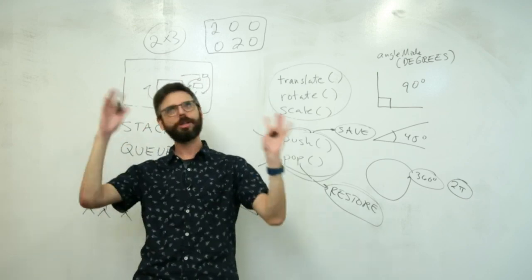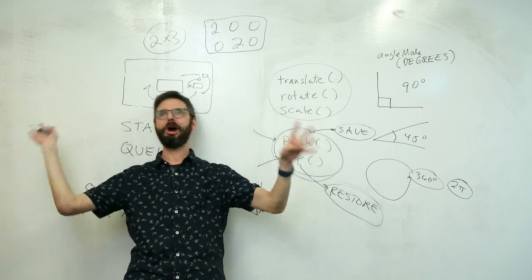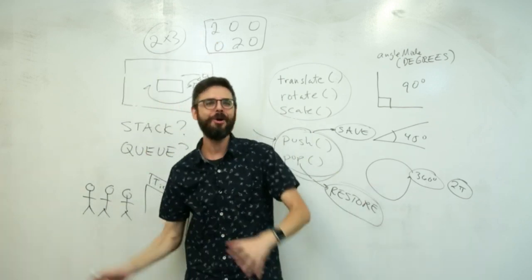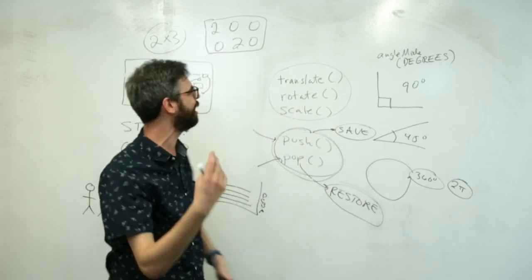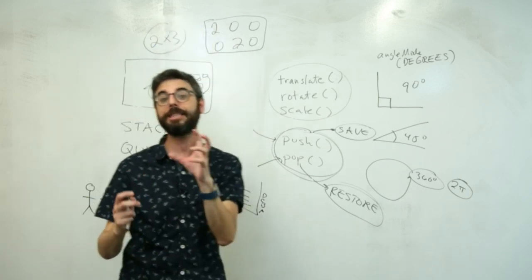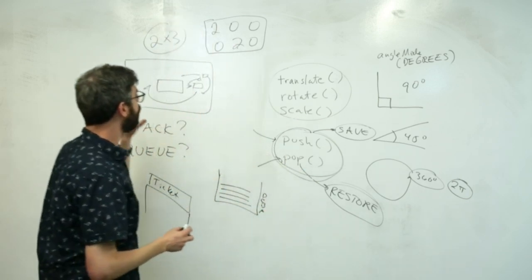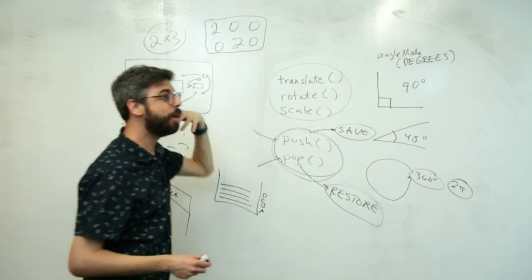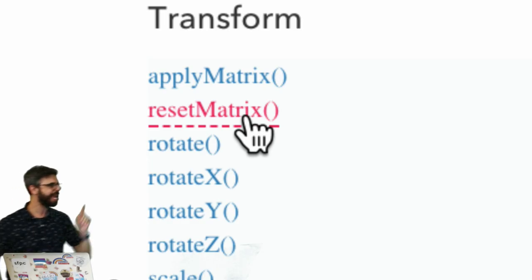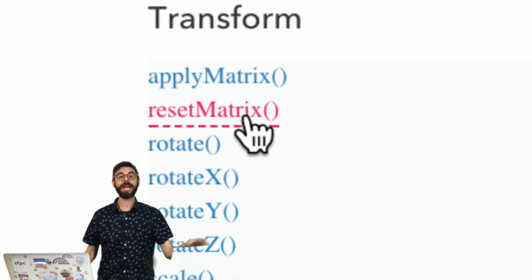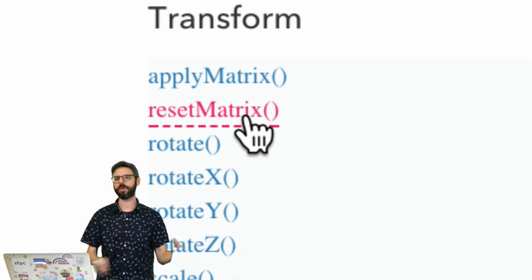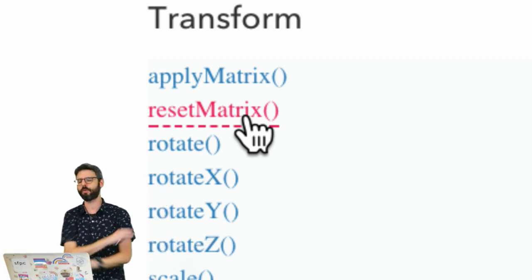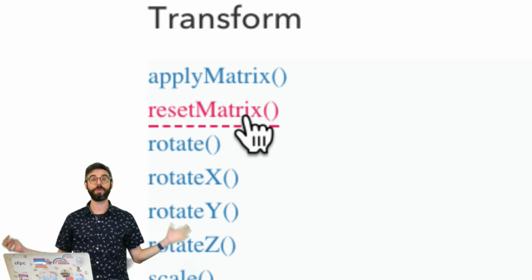I would love to do some kind of tutorial series about programming your own transformation engine, a 3D rendering thing, and how you calculate all these matrices. But what's more important is that as you do this, it's all stored in a matrix. So you can call the resetMatrix function, and reset just wipes everything. Push, push, push, pop, pop, pop is like save, save, save, restore, restore. But if you just want to reset back to the default state, you can just call resetMatrix.